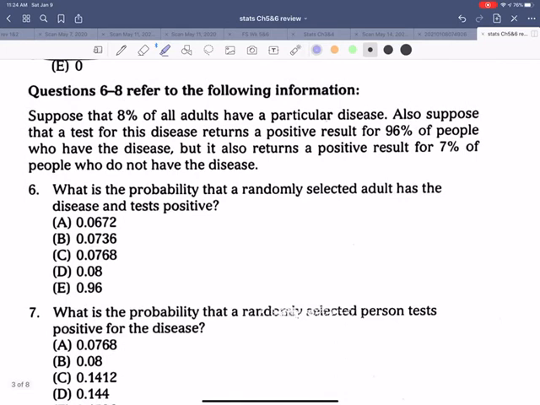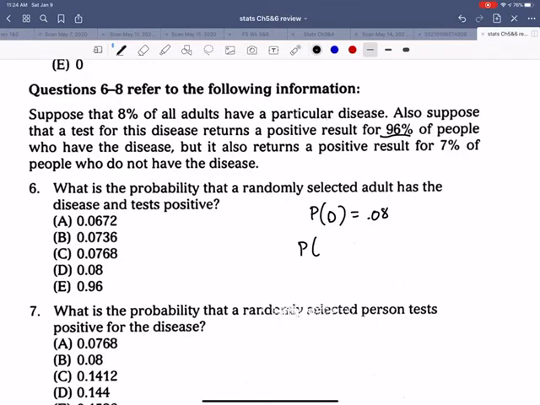Now questions 6 through 8 refer to the same context. Suppose 8% of all adults have a particular disease. So the probability of this disease is 0.08. Also suppose that a test for this disease returns a positive result for 96% of the people who have the disease. So that means the probability of a positive result given that you have the disease is 0.96. Okay. It also returns a positive result for 7% of people that don't. So the probability of a positive given that you don't have the disease is 0.07.